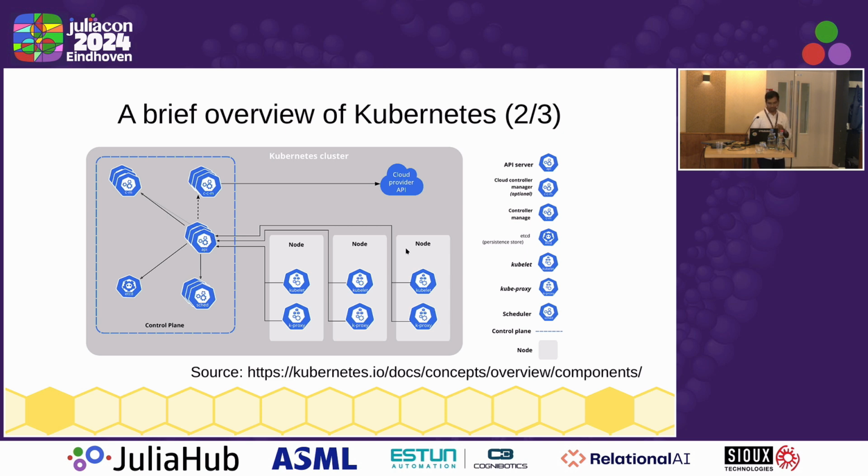There's also something called a kube proxy, which manages networking. So if you deploy something on this node and you want to access it from outside, it's the proxy which does the work for that. And there are a few other components.